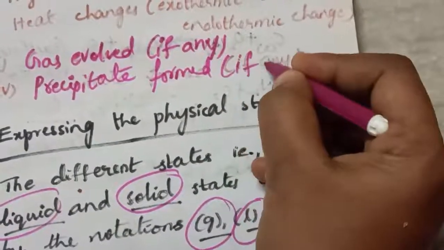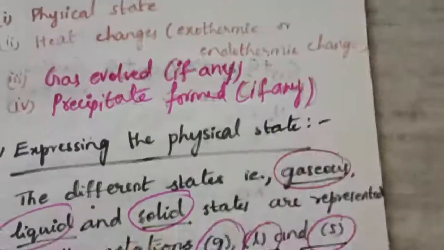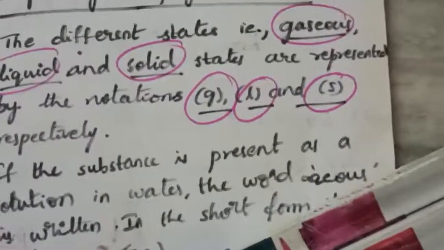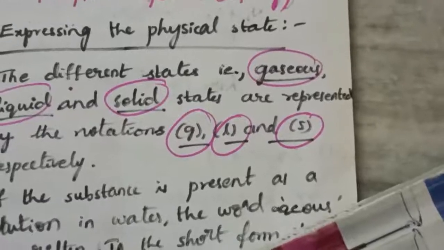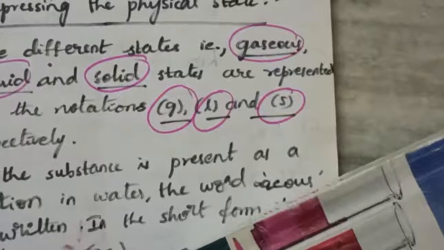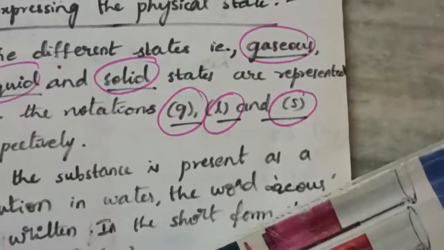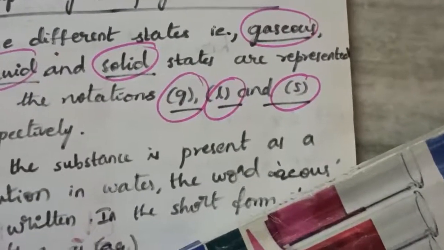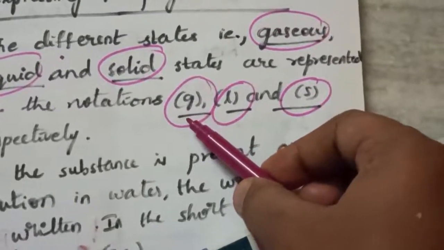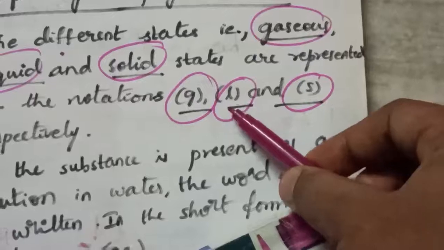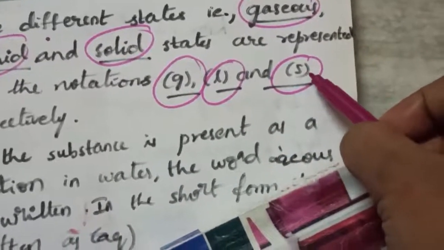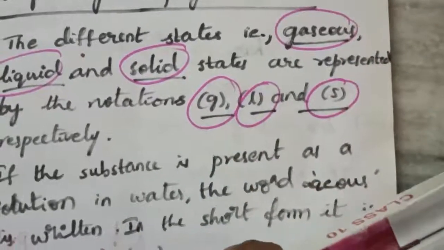And coming to the first one, expressing the physical state. We have different states of substances. Those are gas, liquid and solid states. So for denoting gases as subscript we will take g. And coming to the liquids we will take l, small l. And coming to the solids we will take s. So like that we can denote.